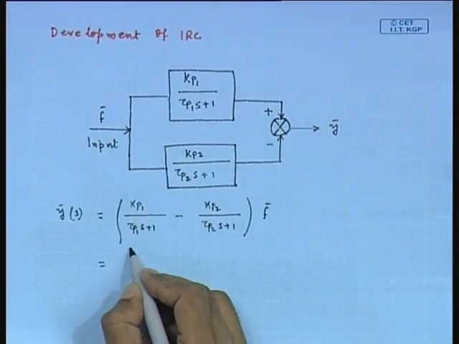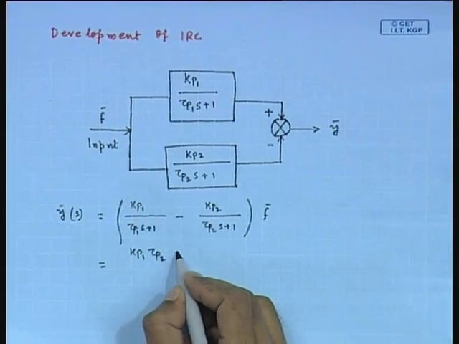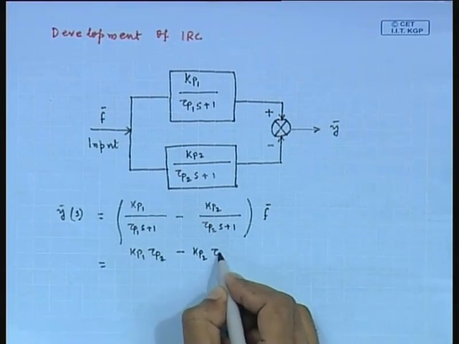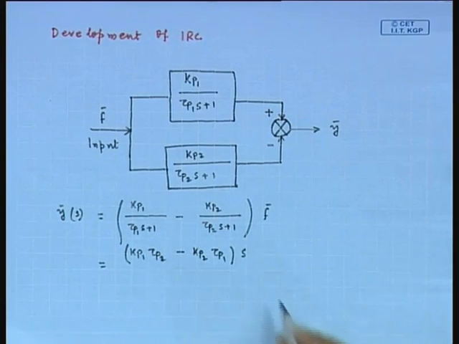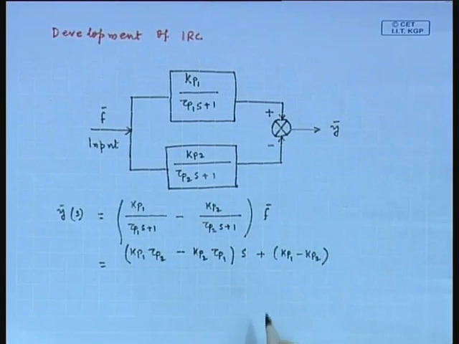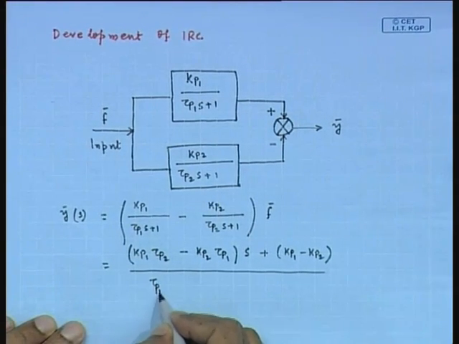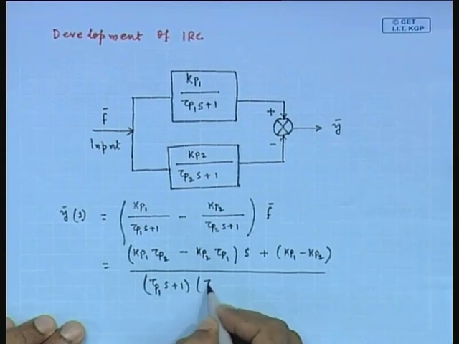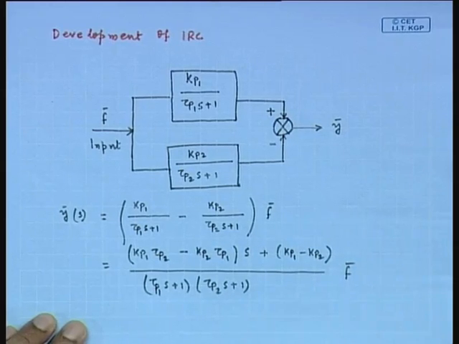Rearranging this, we can write as Kp1 tau p2 minus Kp2 tau p1 times s plus Kp1 minus Kp2, divided by tau p1 s plus 1 multiplied by tau p2 s plus 1, times f. Fine. This we can get from this expression.